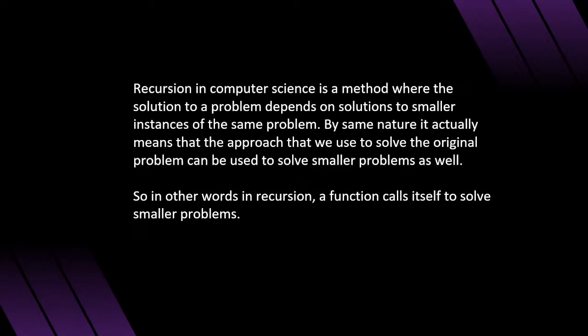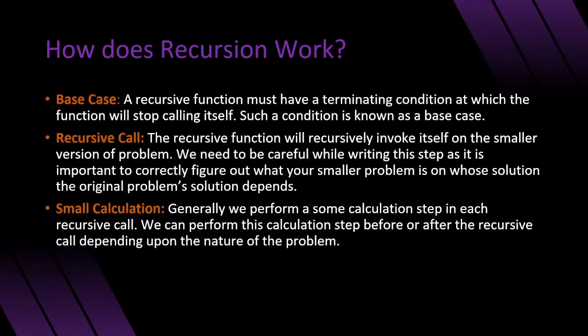In other words, when we use recursion in our code, our function calls upon itself to solve these smaller problems. So that is what recursion is, and it may sound a bit vague, but once we start coding, I hope all doubts can be cleared. So how does recursion work? You see, the function here keeps on calling itself. Now, there must be some kind of a terminating condition at which this function will stop calling itself. This base condition is referred to as the base case.